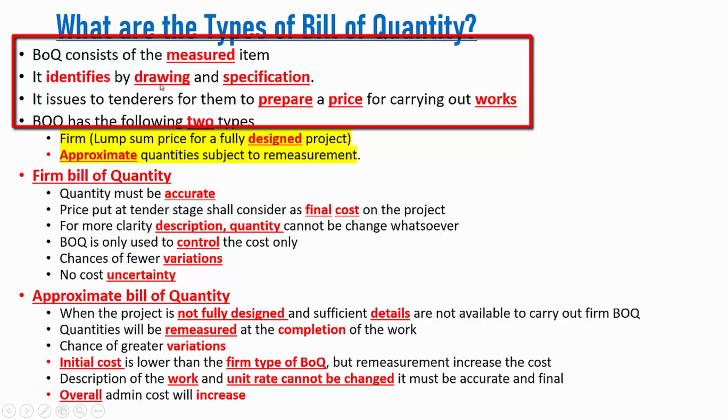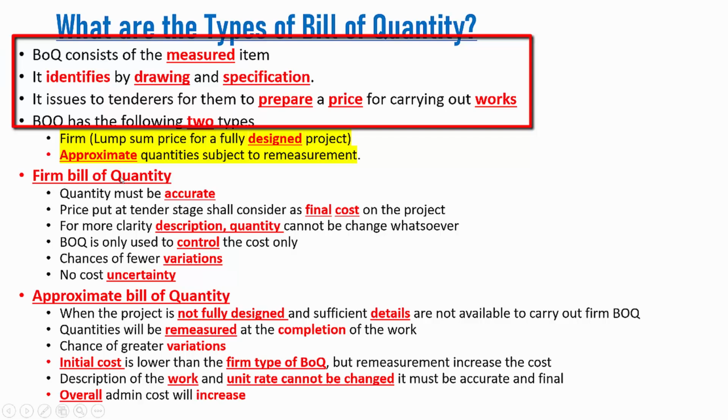Based on these measured quantities and the description provided through the drawings and the specification, the client invites tenderers or contractors to price for the complete project. Once the contractor reviews everything, he will price back to the client for the approval of the tender. The second point is that the BOQ has the following two types that we already discussed, and now we are going into detail.